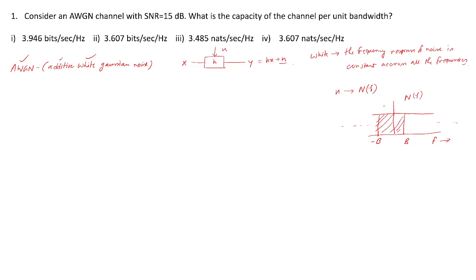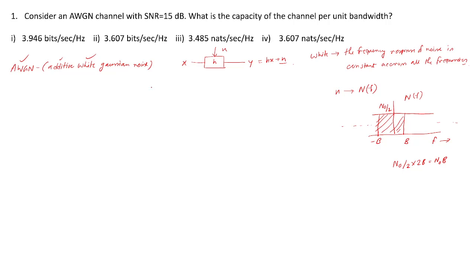If the spectrum value is N0 by 2, your noise power would be N0 by 2 times 2B, which is N0 B, because the receiver hardware operates only on the bandwidth minus B to B, and filters out the rest of the noise power, because that is not exactly your concern. And Gaussian, of course, because N is complex symmetric Gaussian distributed, that's the reason.